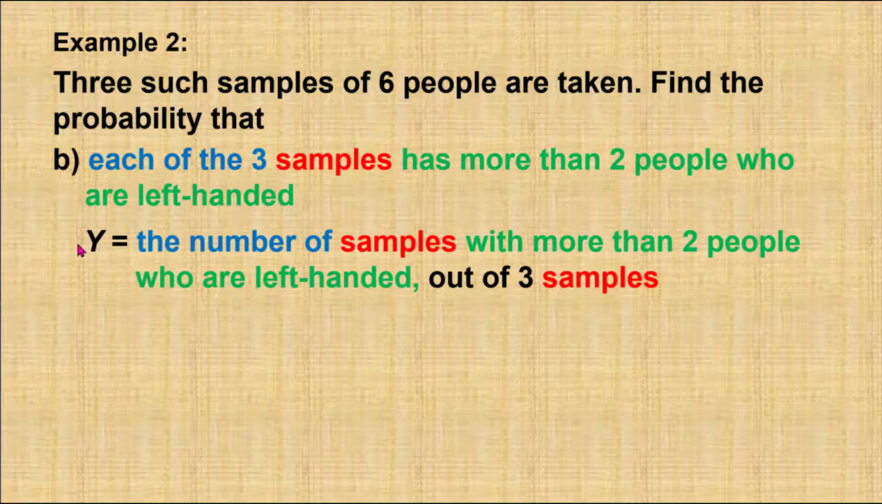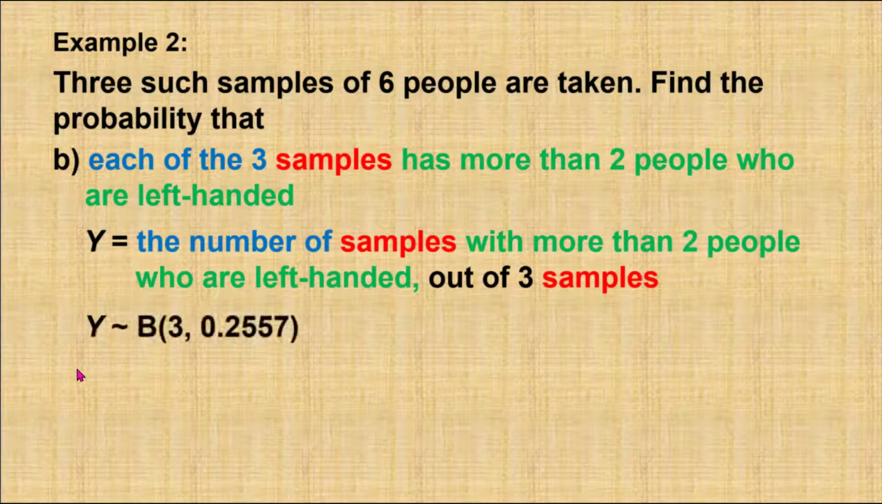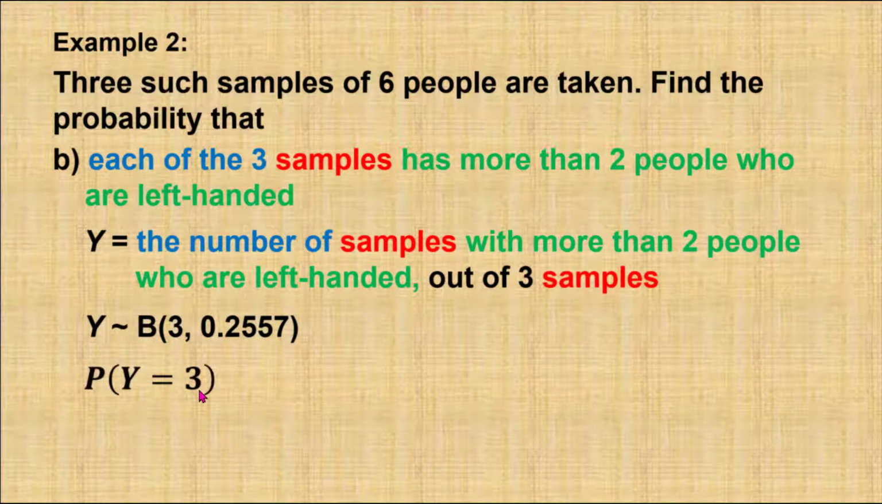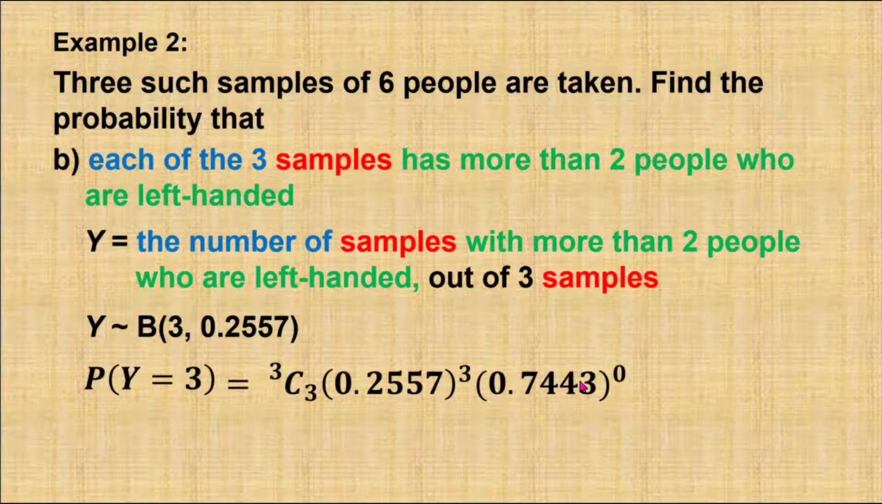samples. Since Y satisfies the conditions of binomial, then Y follows the binomial distribution with n is 3 and probability of each sample to have more than 2 people who are left-handed is 0.2557, which is taken from the answer in question A. Now we are going to find the probability of each of the 3 samples, means probability of Y equals 3, and by substituting the values in the binomial formula, then we got the answer as 0.0167.